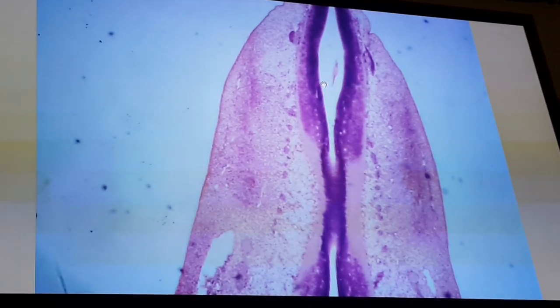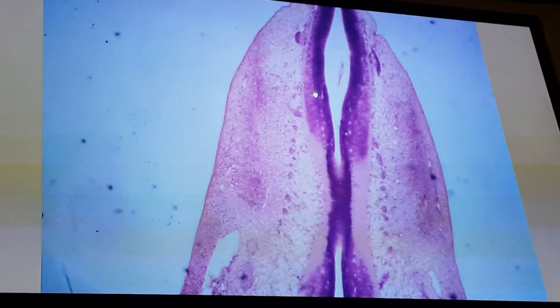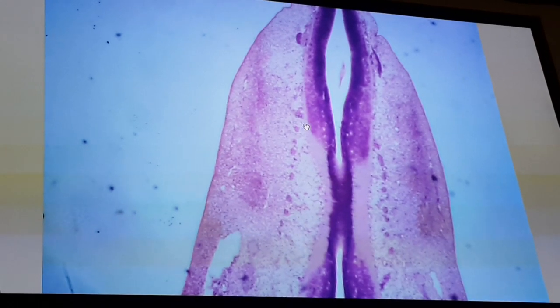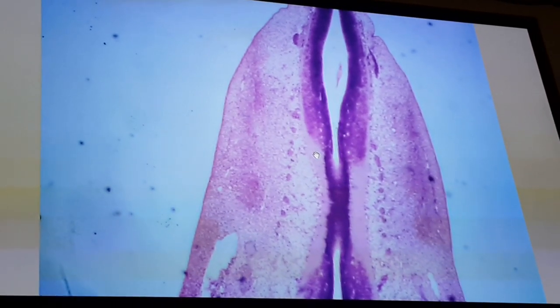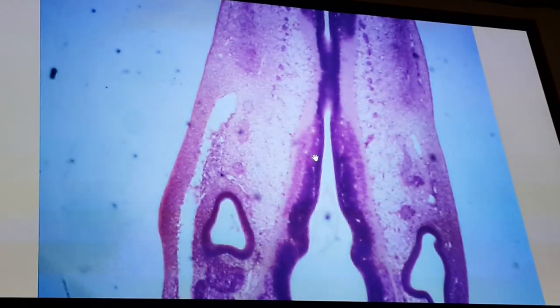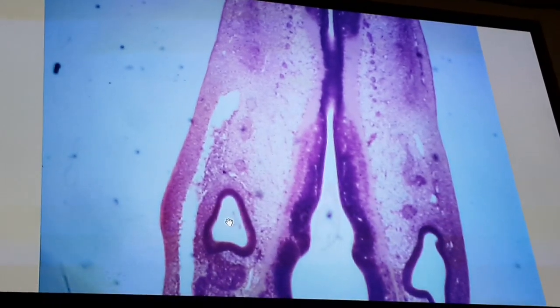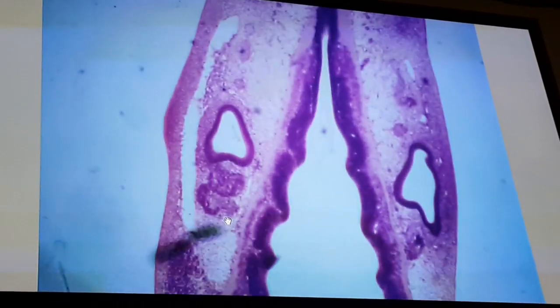You can see here that the neural tube is formed of a neuroepithelium, mantle zone, and marginal zone. The pink color is a marginal zone. Also, you can see the cardinal vein. You can see the ear vesicle, the otocyst.